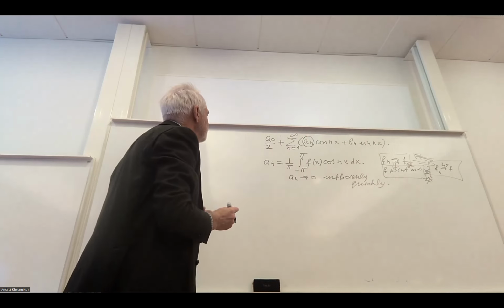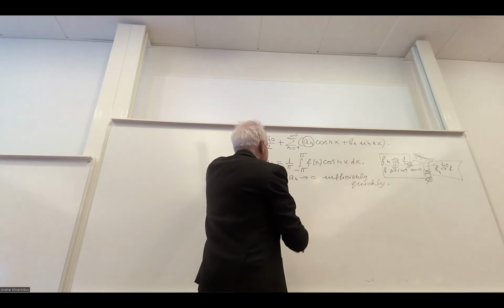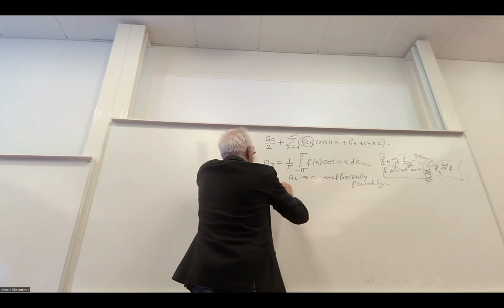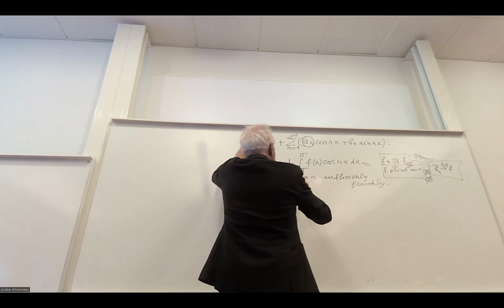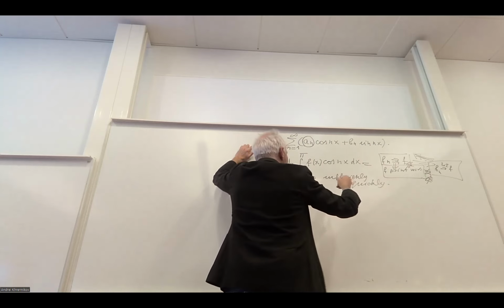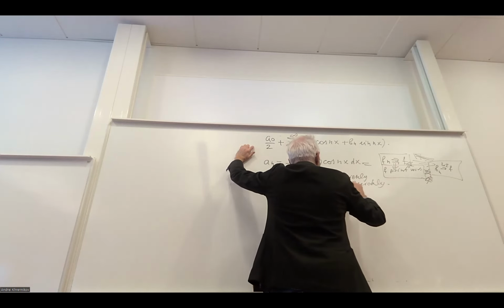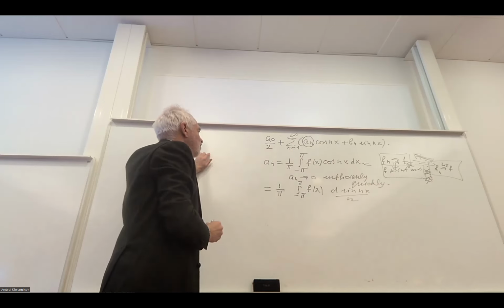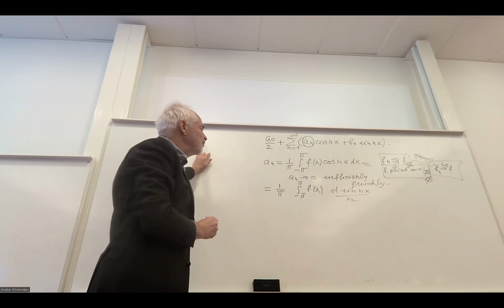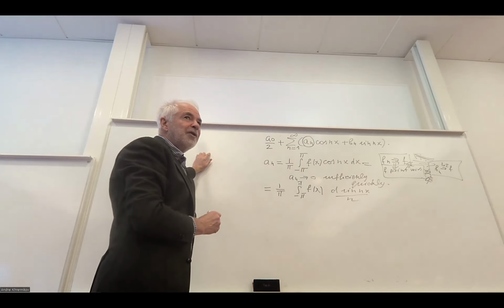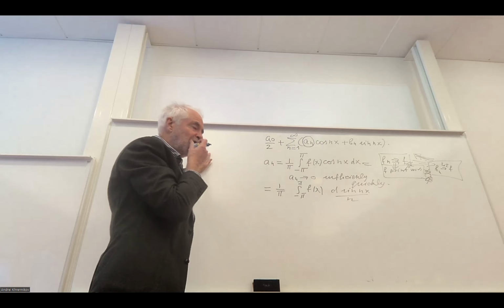How to get this decreasing? I want to integrate by parts in this integral. So we do the integral from minus pi to pi of f(x), and I put d sin(nx) divided by n. Correct? Derivative of sine is cosine, yes. Without minus. Derivative of cosine is minus sine.